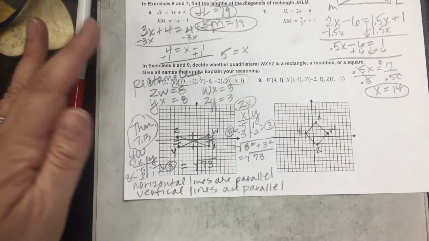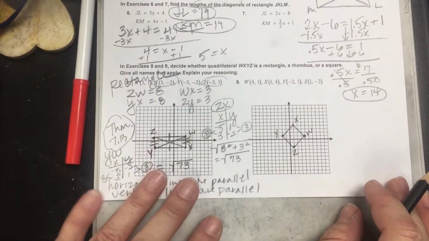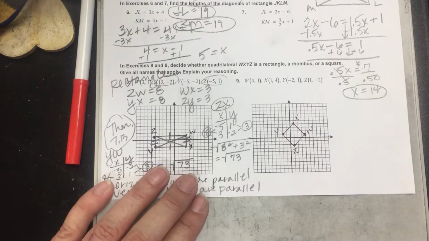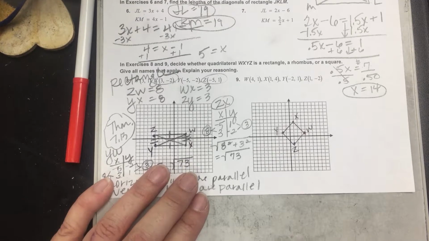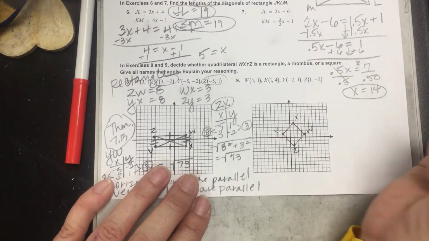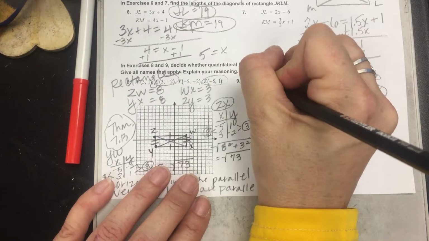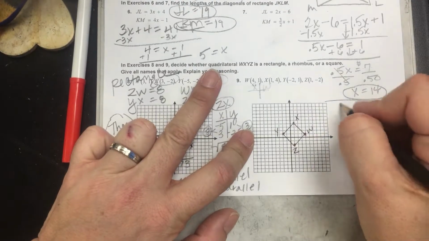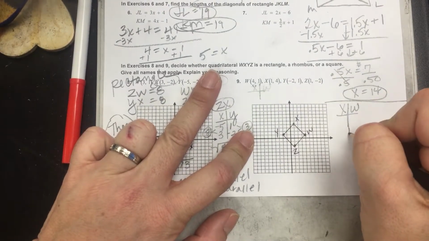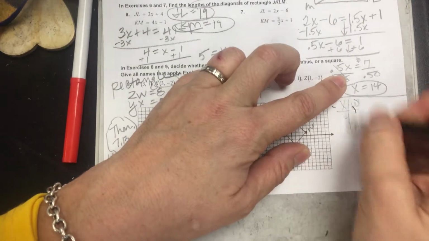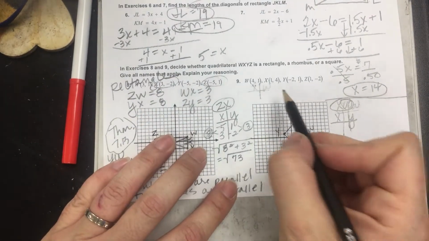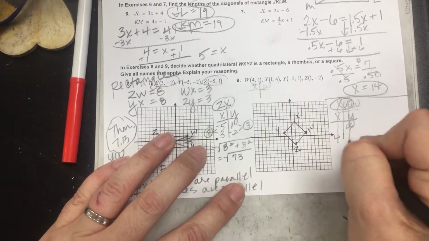Now, number 9 is appearing to be a square. And for the square, only if it's a rhombus and a rectangle. So we need all the sides the same. And actually, we could do opposite reciprocals for slopes, but let's first go through and pull side lengths for everything. X to W. Oops, that's not what I wanted to do. It's early morning before school starts. X to W, X, Y. There we go. X to W. How long is that one? 1, 4, 4, 1. How far apart?